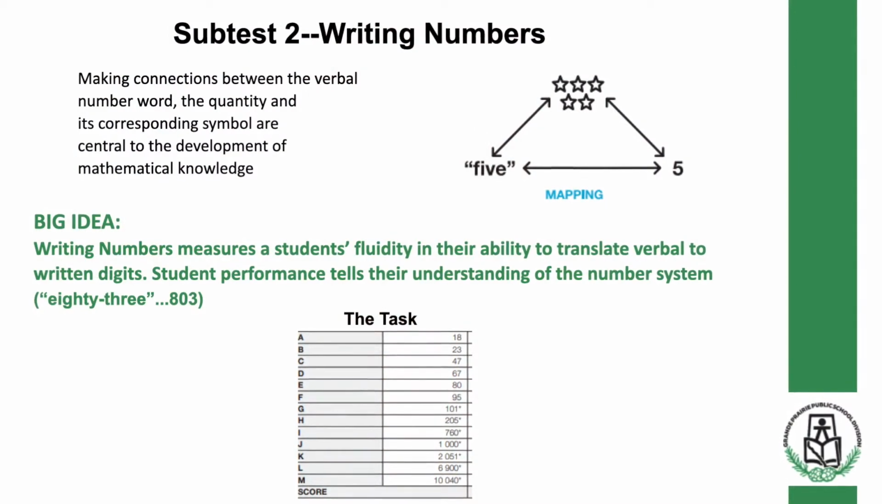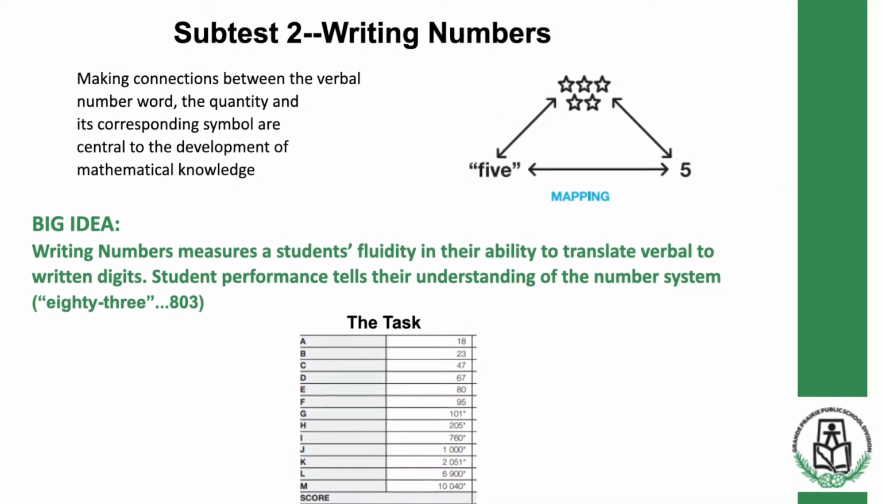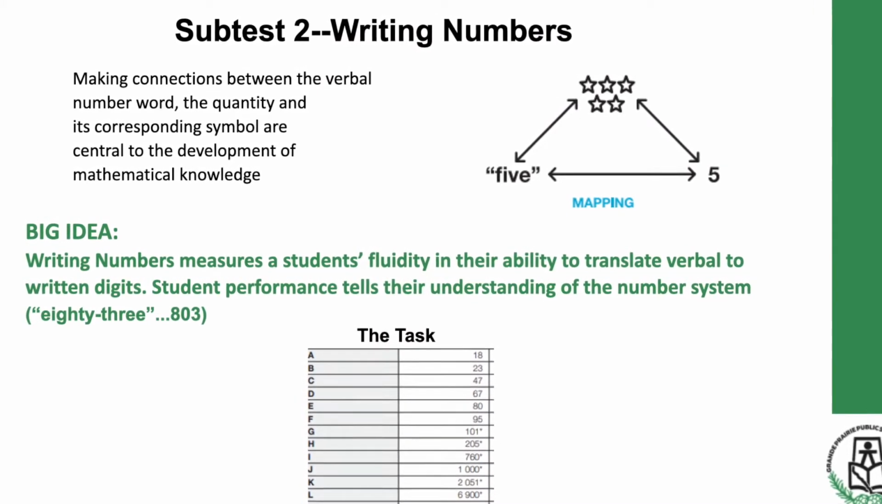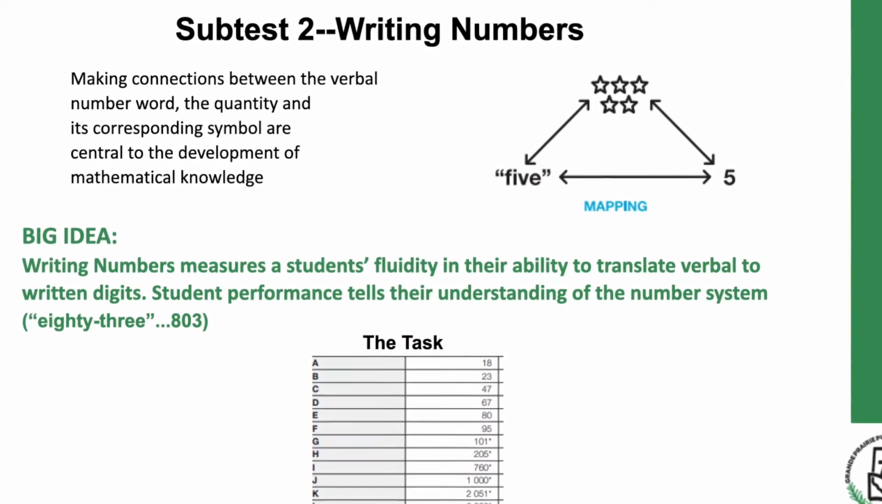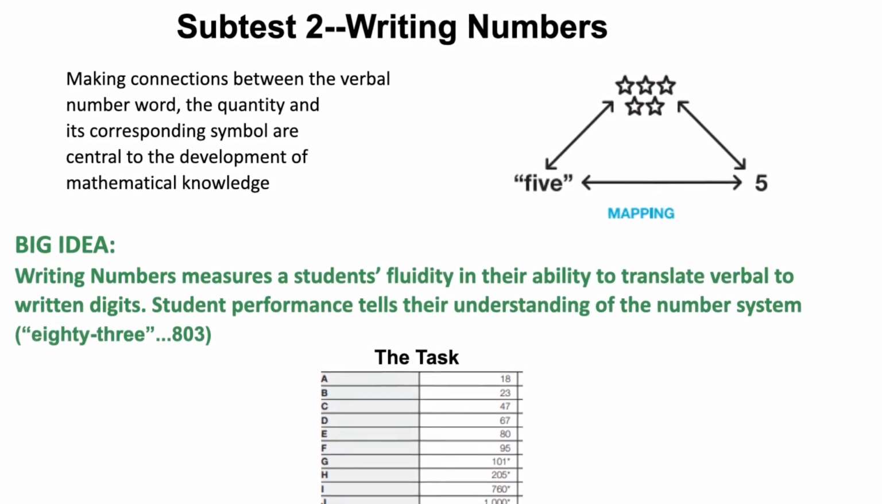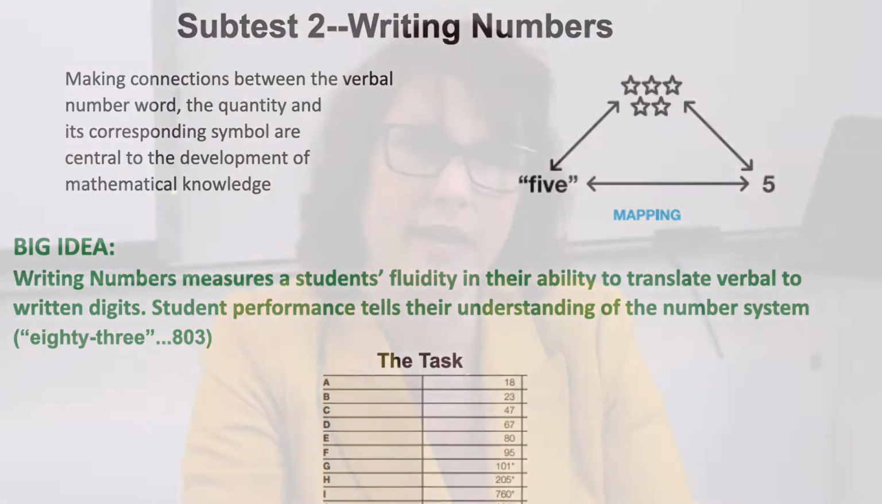Writing numbers was the second subtest. What we wanted from our students with this subtest was to make connections between the verbal number word and the quantity it corresponded to. So the big idea that we wanted to take away from this subtest was that writing numbers measures a student's fluidity and their ability to translate verbally to written digits.